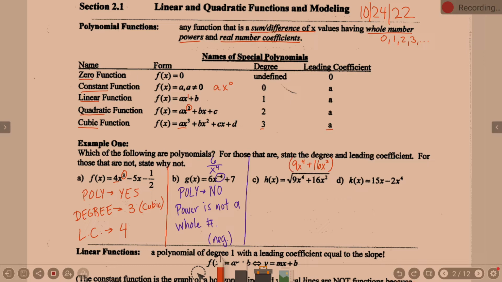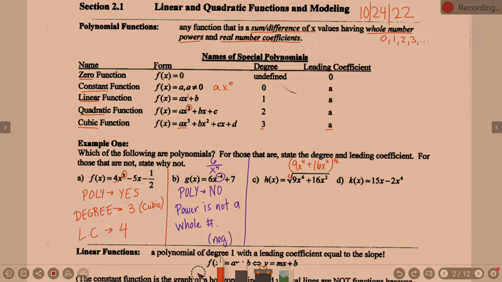If I was going to take this square root, or this radical, and instead of writing it as a square root symbol, write it as a power. You remember, if this is a square root, the index is 2. That little number in the radical is a 2. And so that is your denominator of your exponent. So this is 9x to the 4th plus 16x squared, all raised to the power of 1/2. So no.